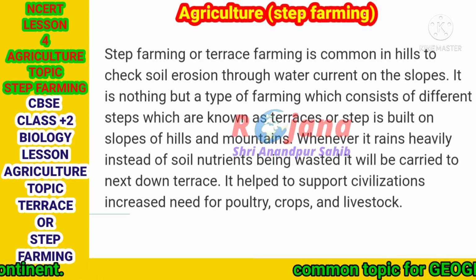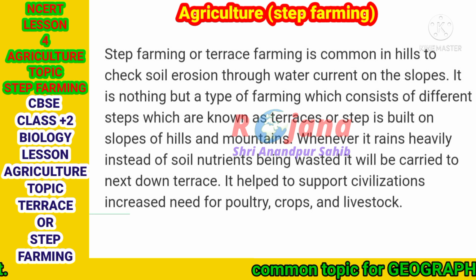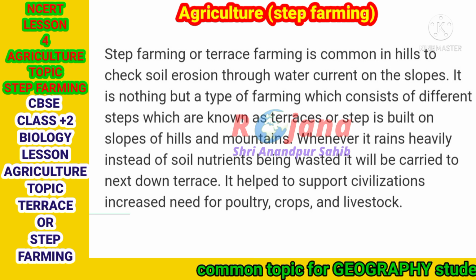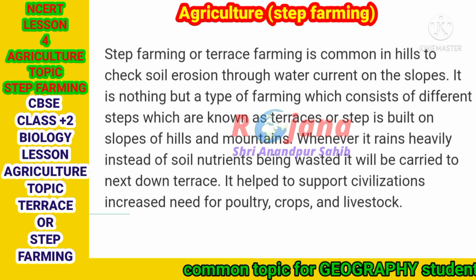Step farming or terrace farming is common in hills to check soil erosion through water current or the slopes. It is nothing but a type of farming which consists of different steps, which are known as terraces or steps, built on slopes of hills and mountains.